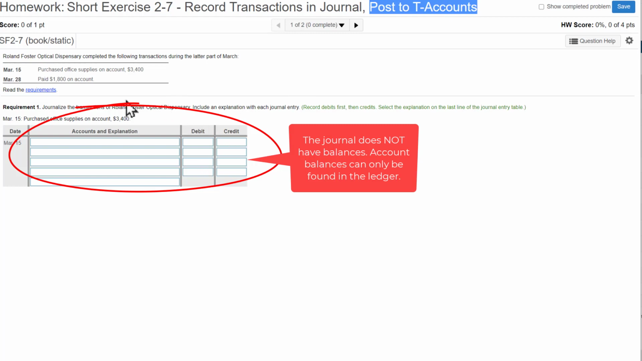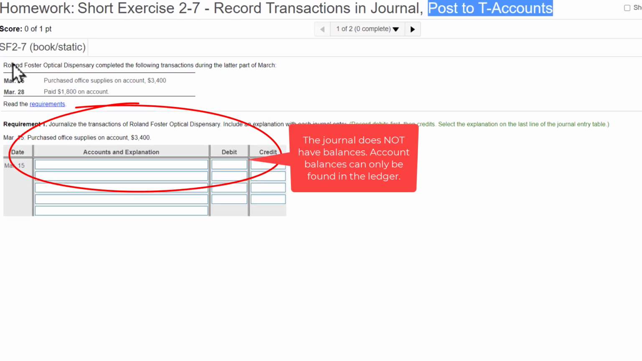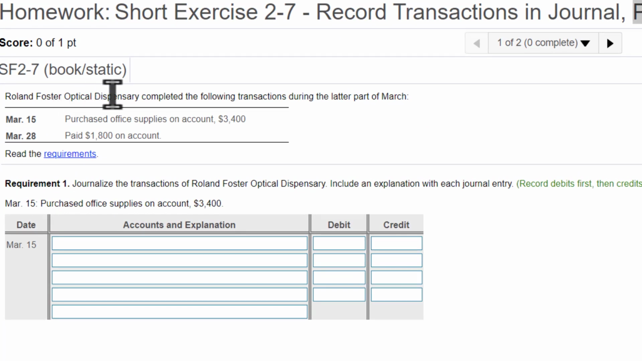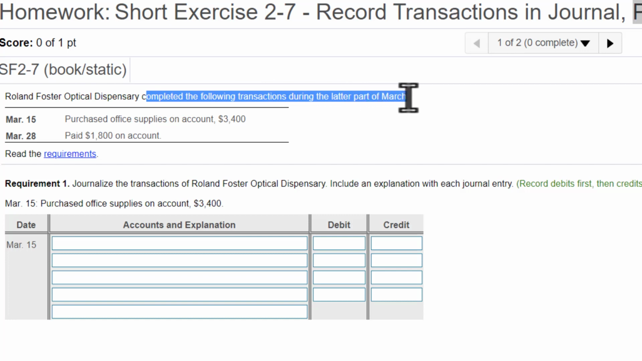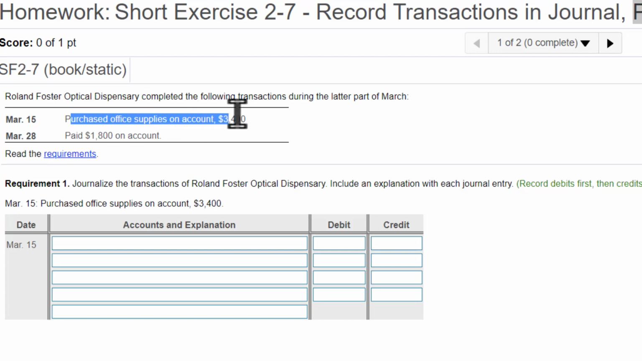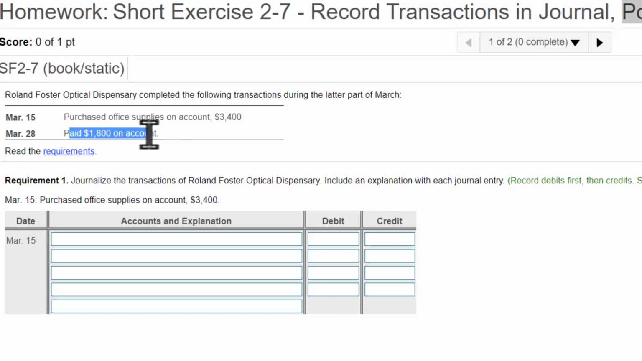So remember, the journal does not have balances. So if your boss says, how much cash do we have? We'd have to go look at our T accounts. So it says, Roland Foster Optical Dispensary completed the following transactions during the latter part of March. March 15th, they purchased office supplies on account, and then March 28th, they paid $1,800 on account.